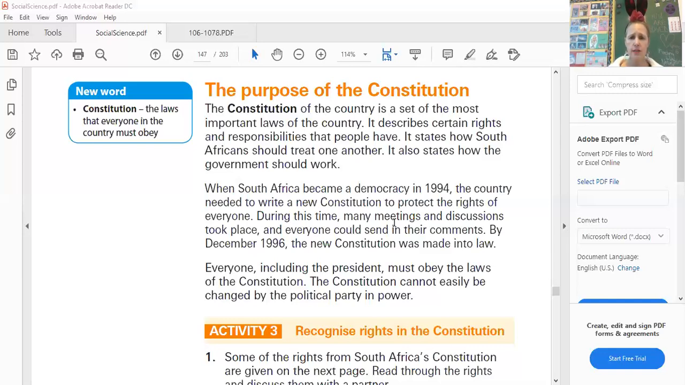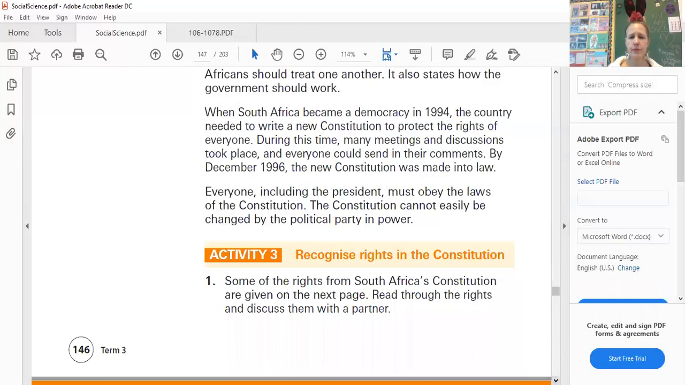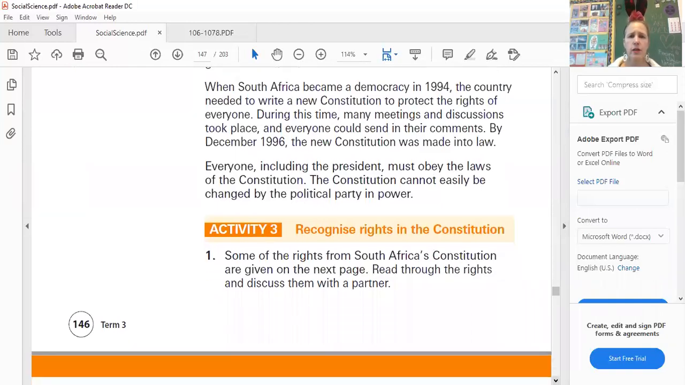All right, let us move down to the activity. Okay, let's change it up a bit. Recognizing the rights in the Constitution. Some of the rights from South Africa's Constitution are given on the next page. Read through the rights and discuss them with a partner.